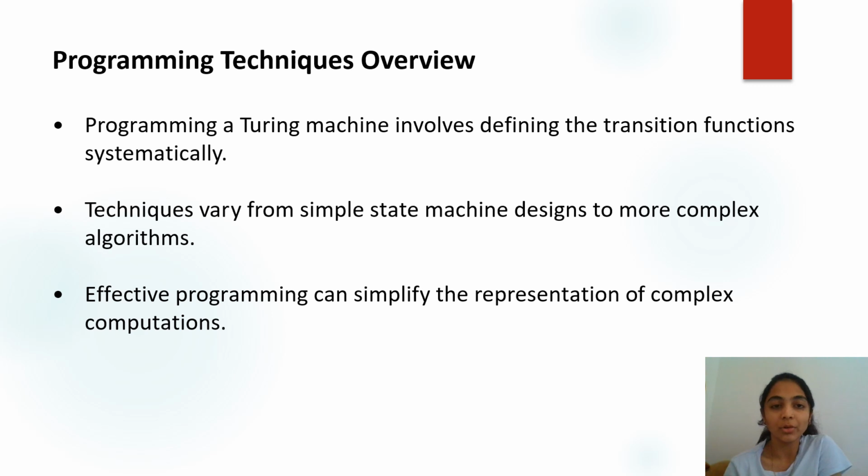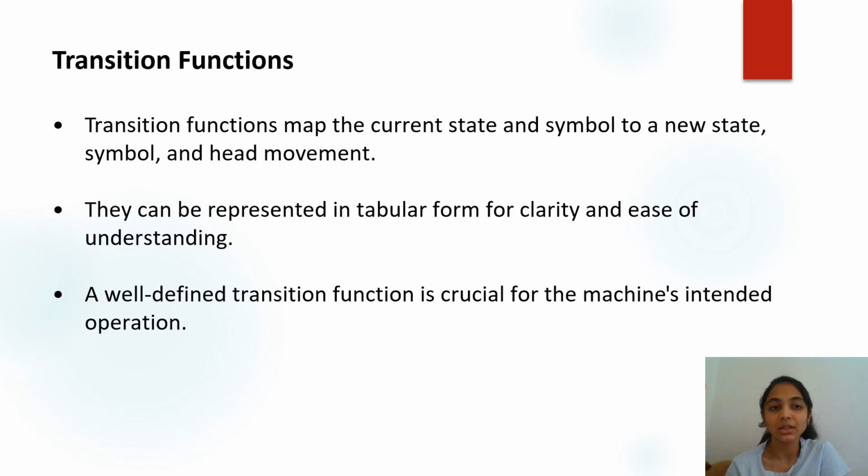Programming techniques overview. Programming a Turing machine involves defining the transition functions systematically. Techniques vary from simple state machine design to more complex algorithms. Effective programming can simplify the representations of complex computations.